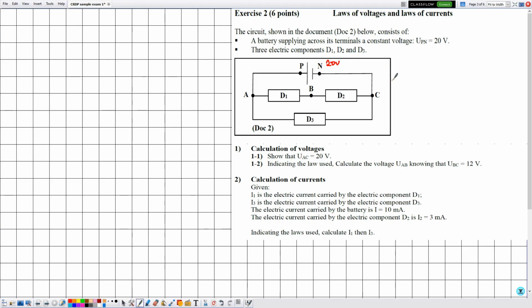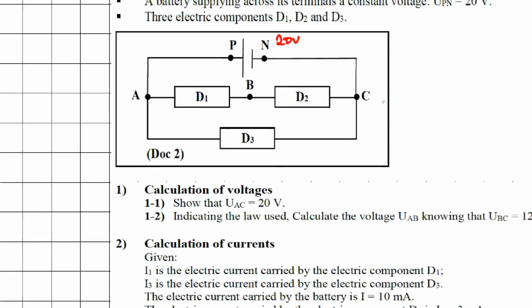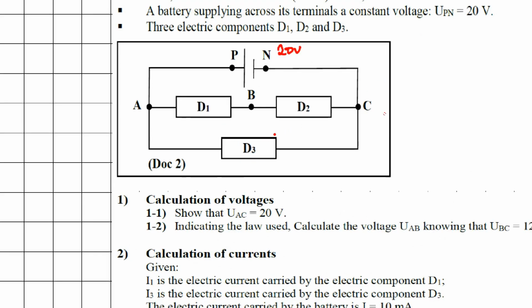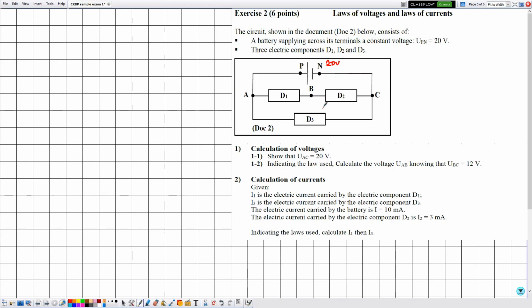There are 3 electric components D1, D2, D3. They didn't mention the nature of these electric components, so we cannot apply any specific law, for example Ohm's law, across these components. But for sure we can always apply the laws of addition of voltages and currents, because they are independent of the nature of the electric component itself. Then number 1, calculation of voltages. Part 1.1.